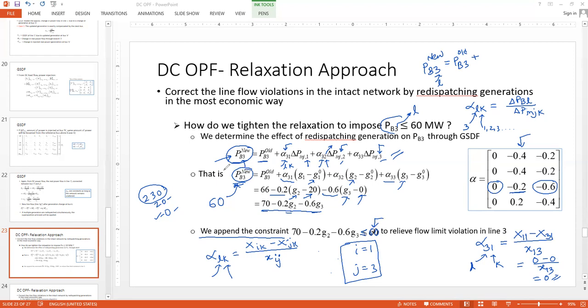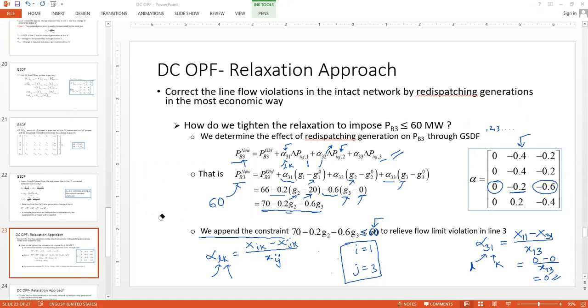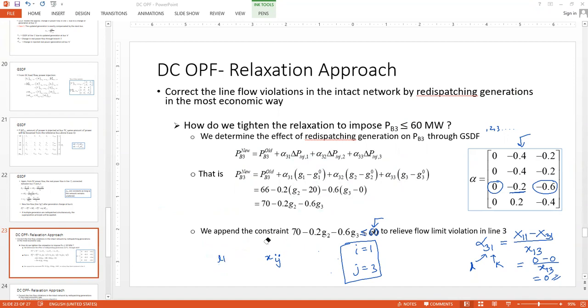So this is the new constraint, and this new constraint has to be added to our previous formulation of DCOPF. This is a stricter, tighter version of DCOPF compared to our first trial. In the first trial, this constraint was not there. However, without this constraint, we failed to find a feasible solution. That's why we adopted the concept of GSDF, and using it, we have found a new constraint, and now we will add it to our previous formulation of DCOPF.